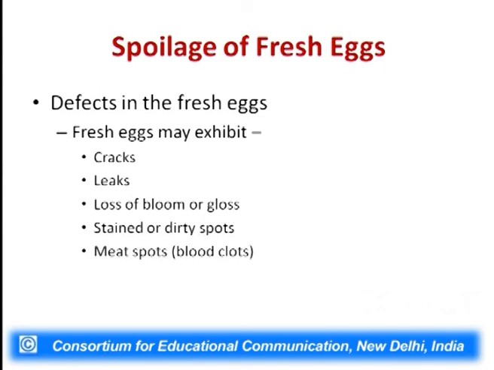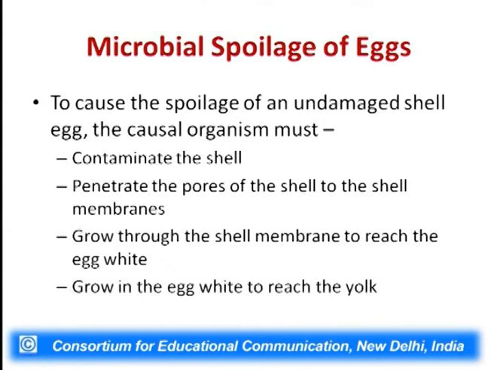Now coming to spoilage of fresh eggs, there may be defects occurring in fresh eggs. These defects may include cracks, leaks, then loss of bloom or gloss, stained or dirty spots, meat spots, that is blood clots. Now, to cause this spoilage of an undamaged shell, the organism must contaminate the shell, penetrate the pores of the shell to the shell membranes, grow through the shell membrane to reach the egg white, and grow in the egg white to reach the yolk.